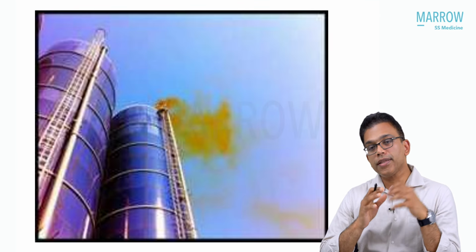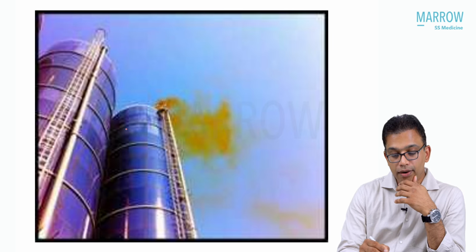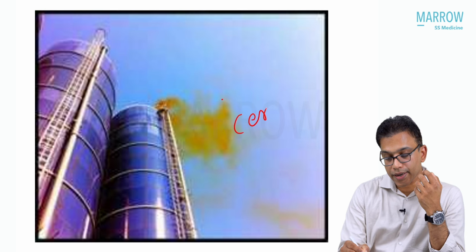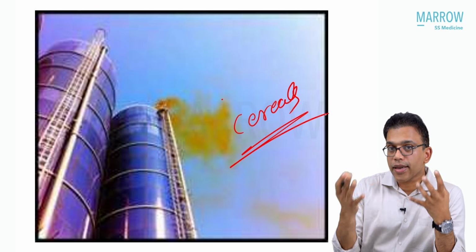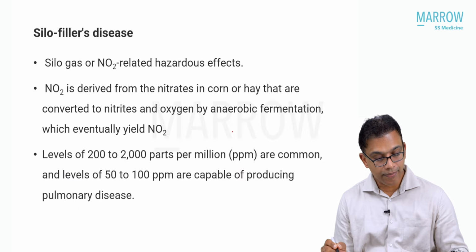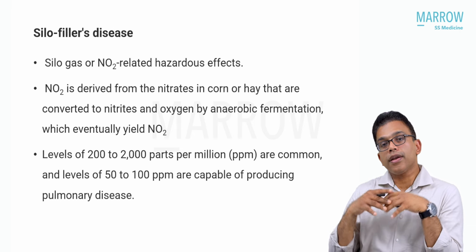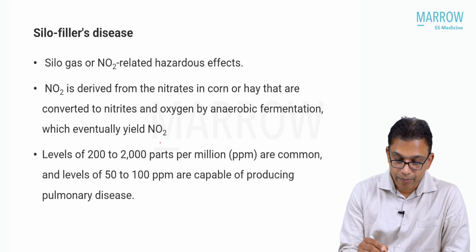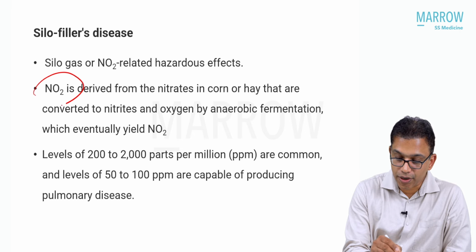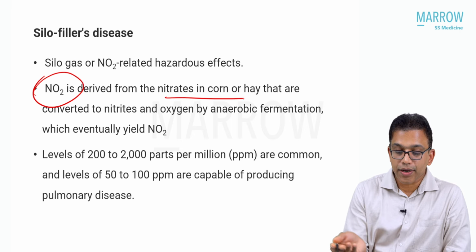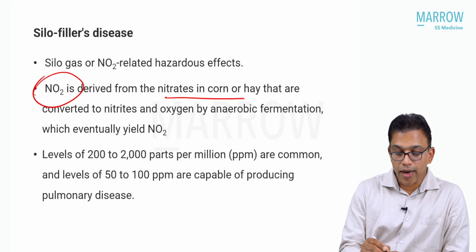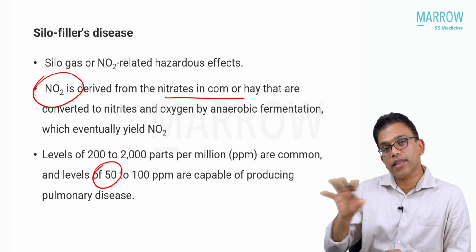So what is Silo-filler's disease? It is a practice more predominant in the European countries, where the farmers will store their collected materials, whether cereals or other agricultural products, in large containers like this. What happens is that this will undergo fermentation in the course of time, and that will release nitrate, and finally that will emit nitrogen dioxide also. From the nitrate in the corn or other cereals, it will emit nitrogen dioxide because of the fermentation process. And if it is more than 50 parts per million, it can affect the lung also.